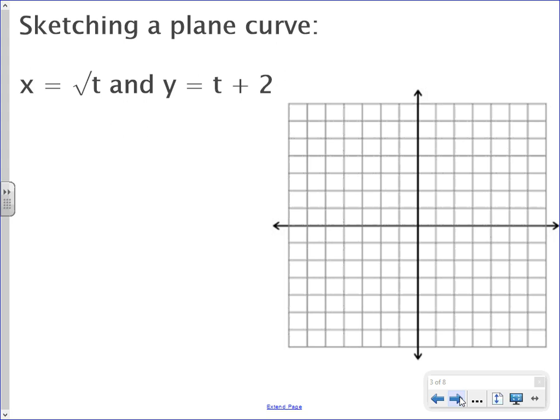X equals the square root of t, and y equals t plus 2. Okay. Here is a time where I don't tell you where to begin, do I? However, do we know something about either the x and or y equation that can help us know where to begin?